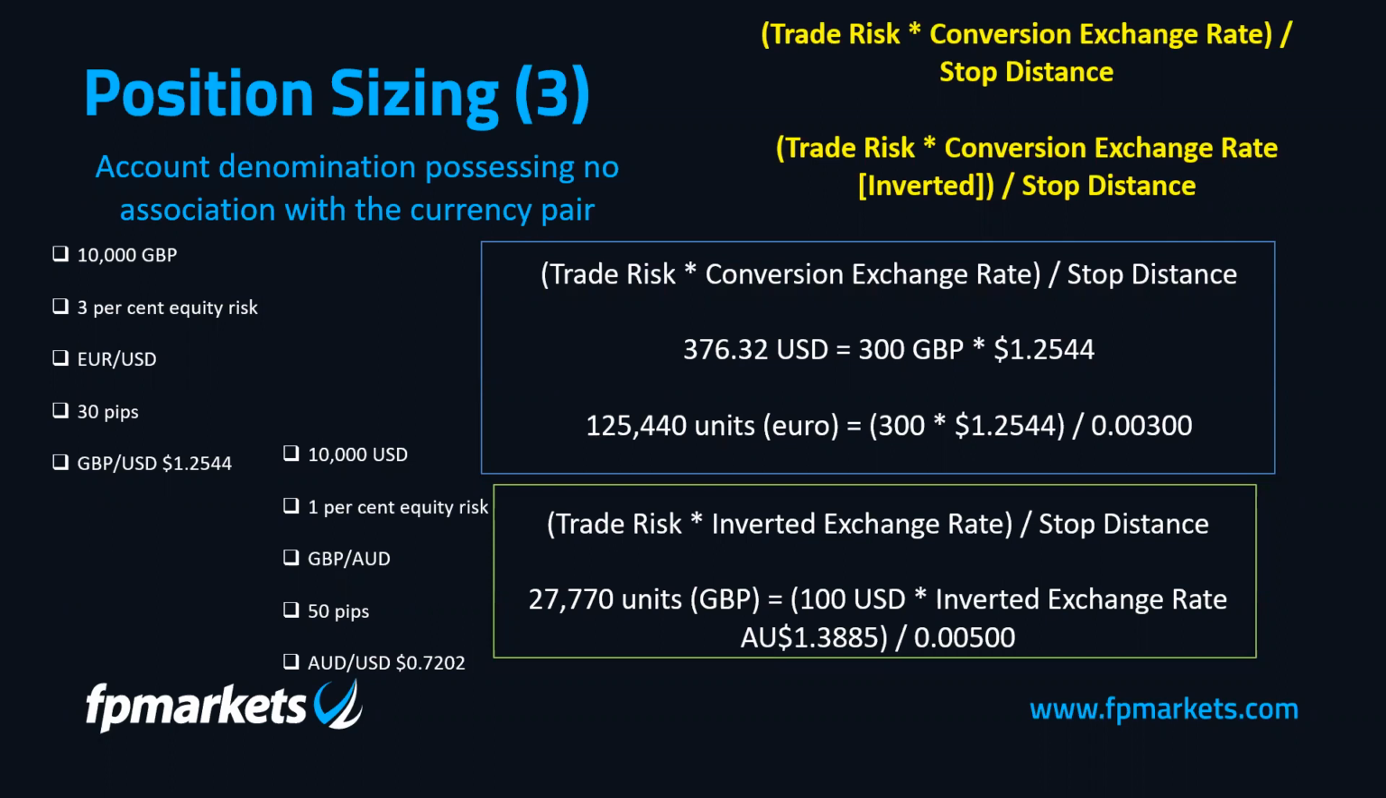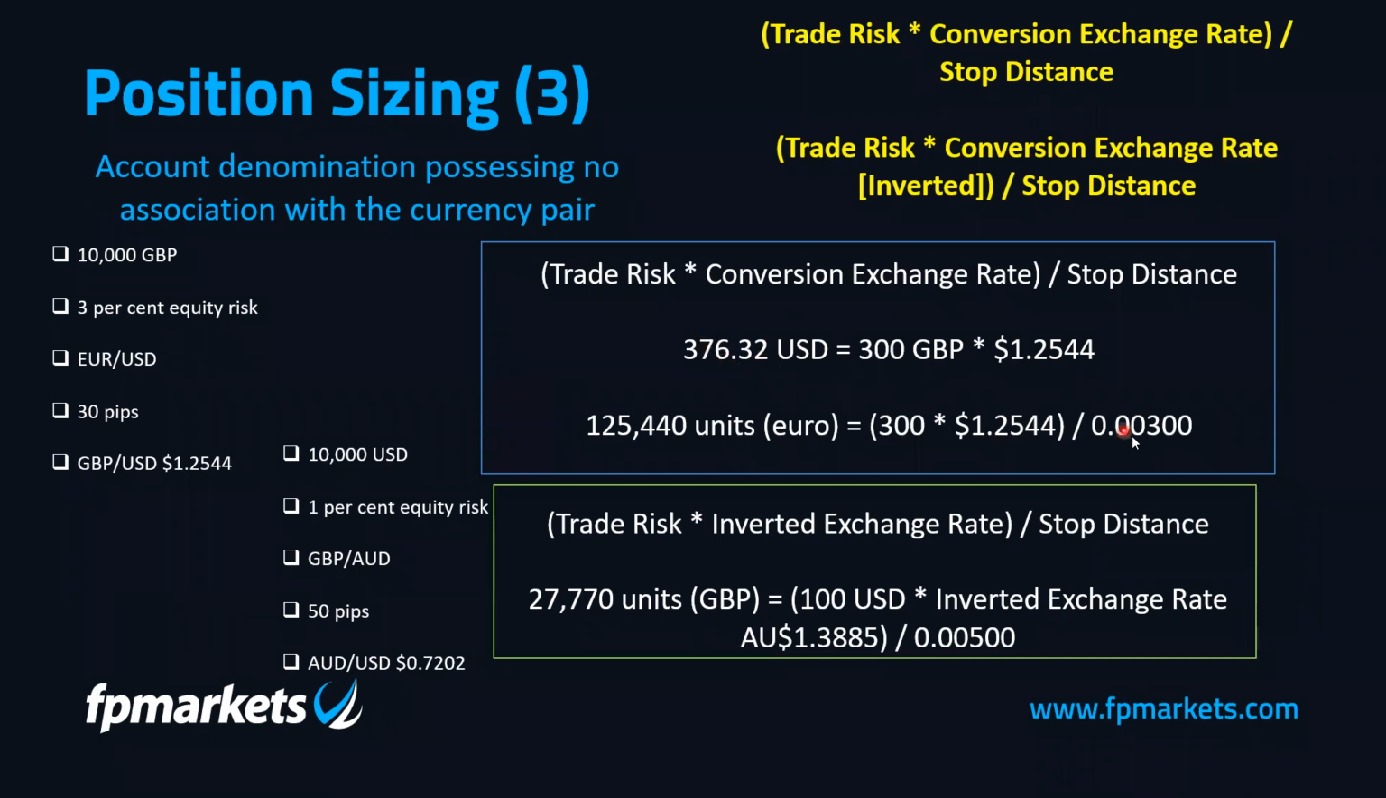Now, this can be achieved by using the pound-dollar exchange rate, which for this example trades at 1.2544, which tells us that one GBP is priced at $1.2544. And so knowing one GBP is worth $1.2544, and the trader wants to understand how much 300 GBP, my account equity risk, is, we simply multiply 300 by the exchange rate for the pound dollar, 1.2544. It's up here, guys. 300 GBP multiplied by 1.2544. This gives us 376.32 US dollars.